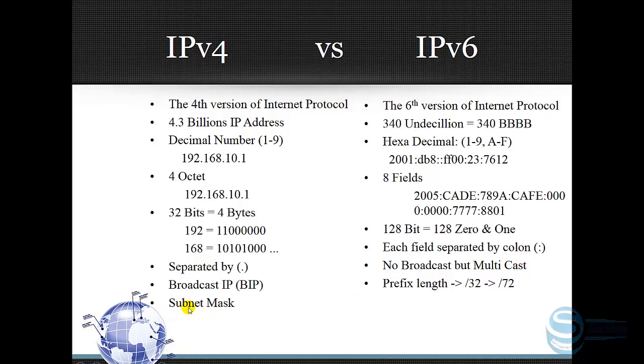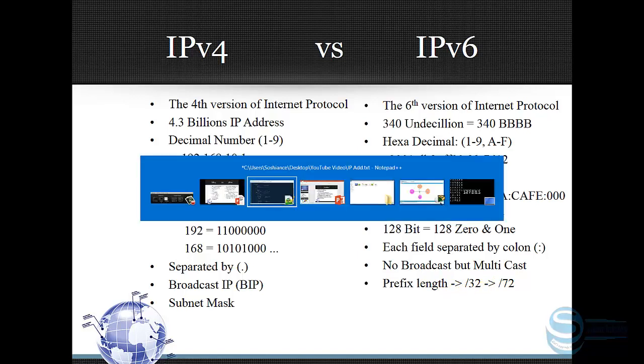And IP version 4 is using subnet mask. We will talk about what is subnet mask. Subnet mask is just to specify which class of IP version 4 one specific IP address belongs to. But IP version 6 is using prefix length notation, you can call it. So we will talk about that in detail.